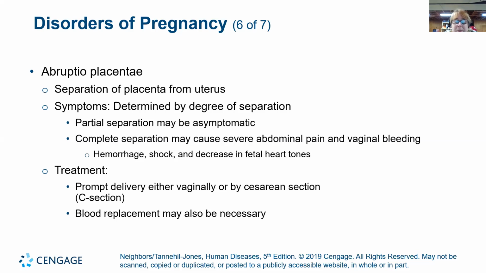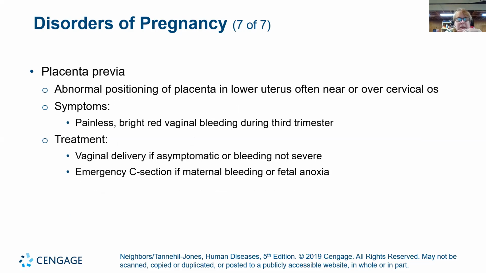symptoms. But if a complete separation occurs, it's going to cause severe abdominal pain in the pregnant woman, vaginal bleeding. Many times they hemorrhage, which causes them to go into shock, and the baby's heart rate goes down. So if this happens, they will do a prompt delivery, usually by C-section. Sometimes they can get the baby vaginally delivered, but most of the time it's a C-section. And because of the increase in hemorrhage, the mom may need a blood transfusion. So that was abruptio placentae.